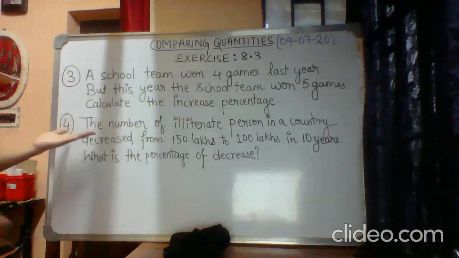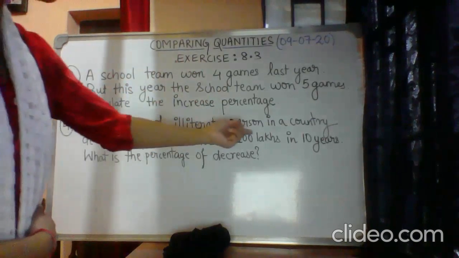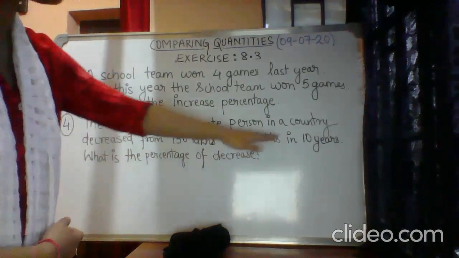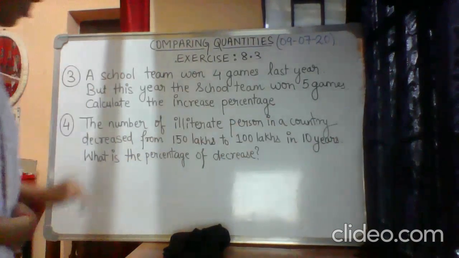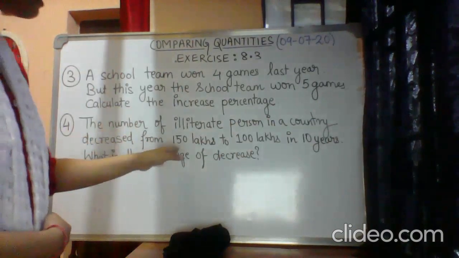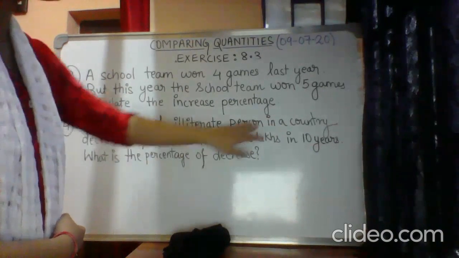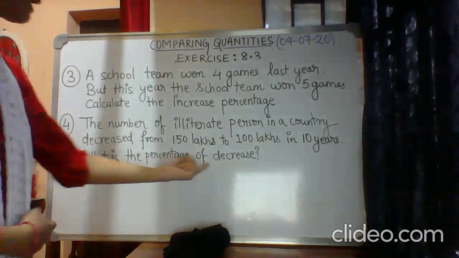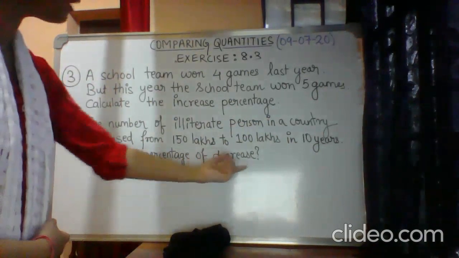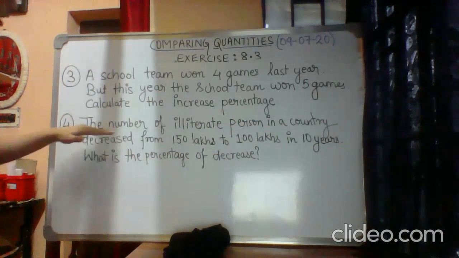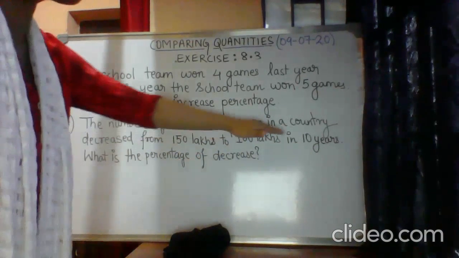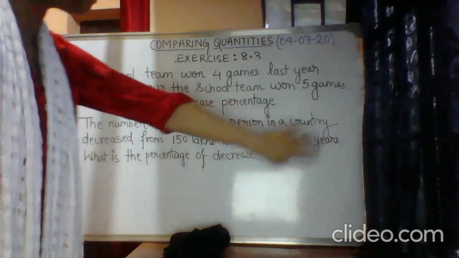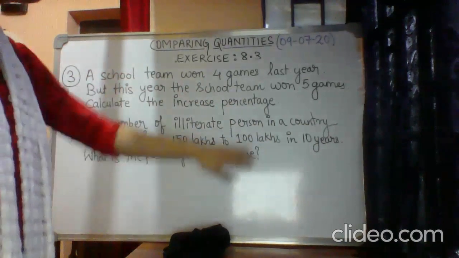Okay. Fourth question, the number of illiterate persons in a country decreased from 150 lakhs to 100 lakhs in 10 years. You have to find out the decrease percentage, or the percentage of decrease. So I am repeating the question. The number of illiterate persons in a country decreased from 150 lakhs to 100 lakhs in 10 years. What is the percentage of decrease?